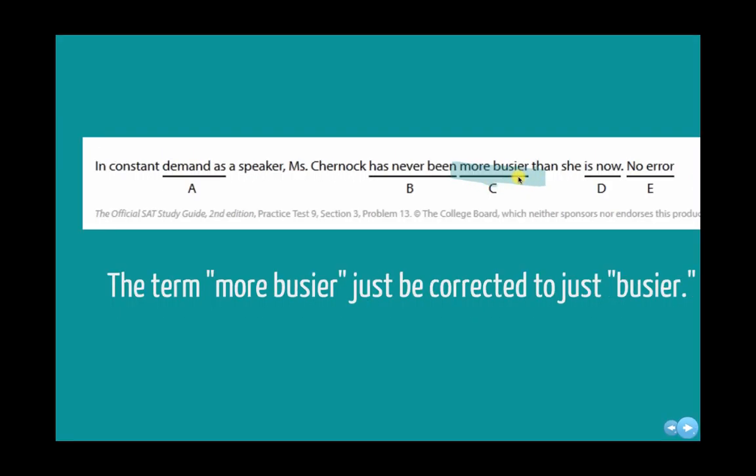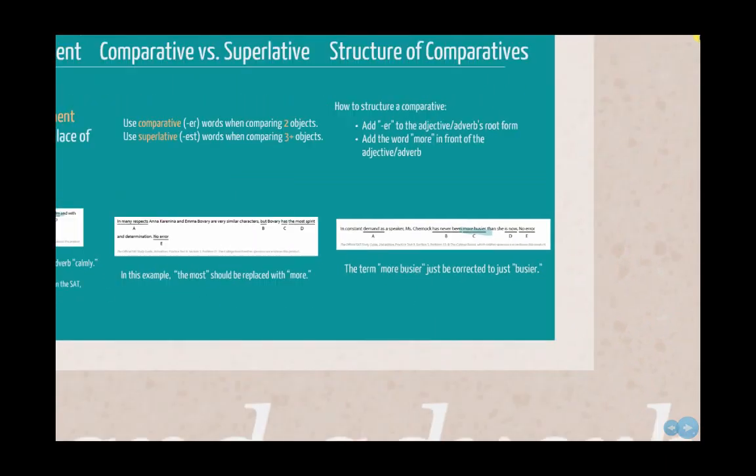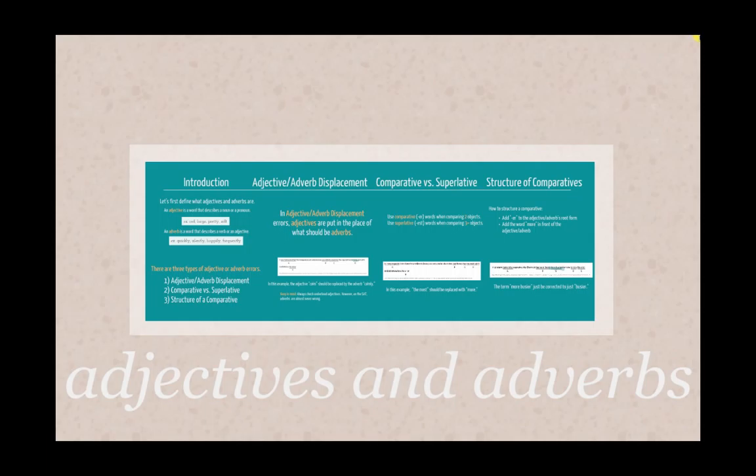As the adjective busy can be modified into a comparative by adding the er suffix, we can correct this sentence by replacing more busier with just busier. So the correct form of this sentence would be, "In constant demand as a speaker, Ms. Chernock has never been busier than she is now." So those are the three types of adjective and adverb errors that will appear on the writing section of the SAT test.